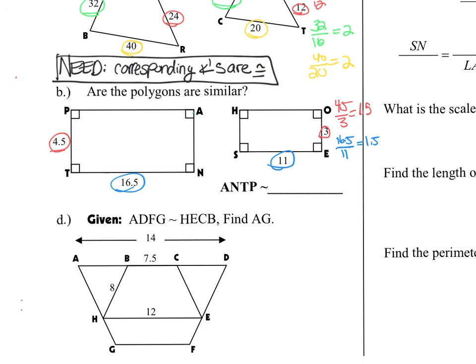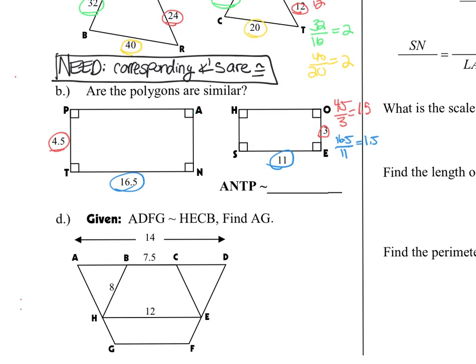And then we have to watch to see how it was named. It started here with A and then went to N. And so we're going to do the similar thing over here. We're going to start with O and go to E, and then continue that pattern along S and H. So once again, we were able to say that those polygons were similar because we were able to look at the ratios and say that the sides were proportional, and we were given that the angles were congruent.